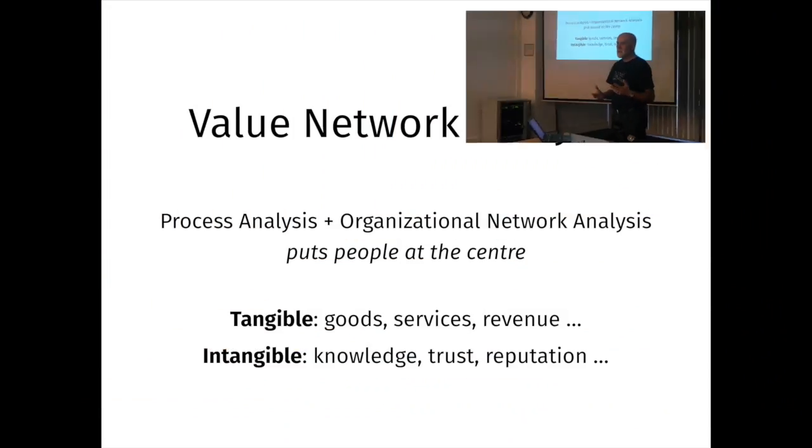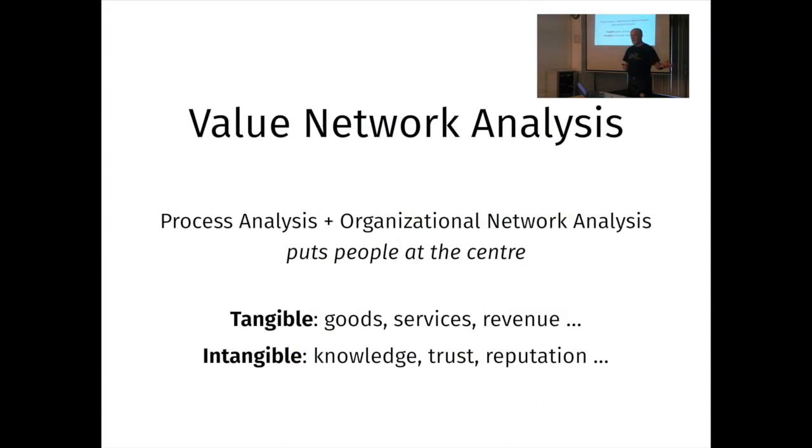Okay, so really what it is, it talks about two things. It's process analysis and organizational network analysis. And it talks about people, very much so. We talk about roles, different roles within the network. And there are two things that we look at. We look at tangible assets, right? And these are examples: goods, services, cash is considered a tangible, and intangible: knowledge, trust, reputation, a number more. And I'll show you some examples of ones that were done.